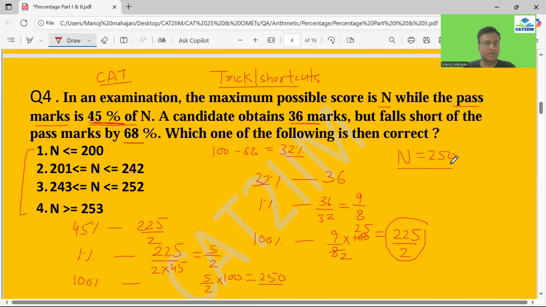So the choice which is going to be correct over here is option third. So look, I did wonderfully with the trick shortcut. Of course, you can apply the basic maths also to get the answer.